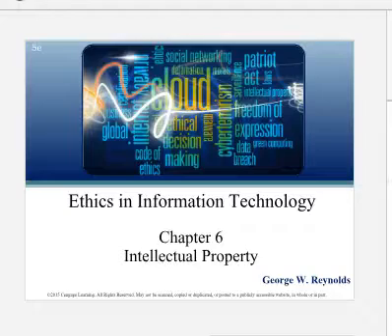Okay, so intellectual property. What is intellectual property? And even more, what are the ethical reasons to protect it? Why is it right or wrong to protect or not to protect intellectual property? This chapter doesn't so much talk about the ethics of why we have intellectual property, and why ideas should belong to someone.